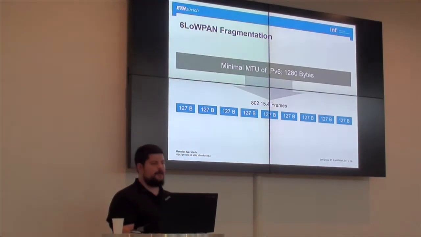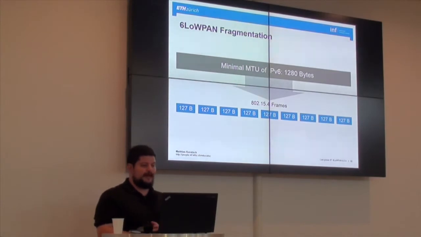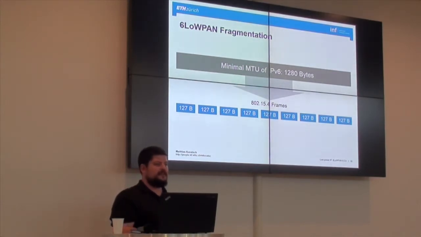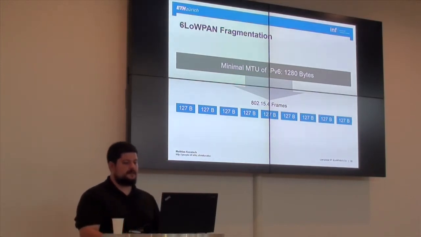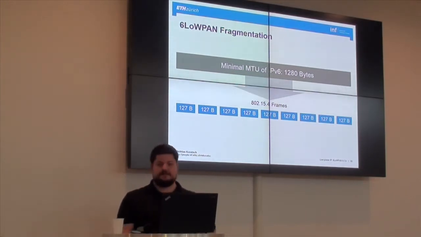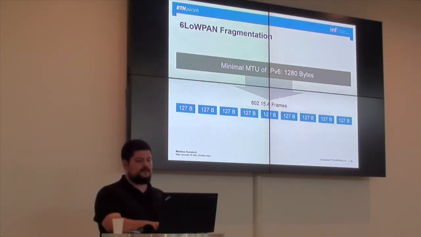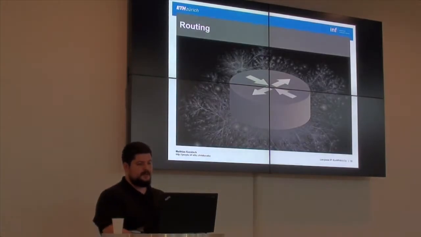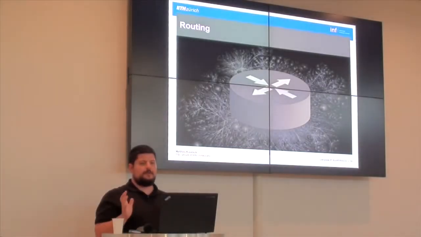So we have the compression, and the other big thing you need is fragmentation. The minimal maximum transmission unit of IPv6 is already 1280 bytes, which is about 10 times longer than the frame size you have in low power communication. So the other big feature of 6LoWPAN is slicing up this MTU and fragmenting it over multiple frames to transport one IP packet to your node.